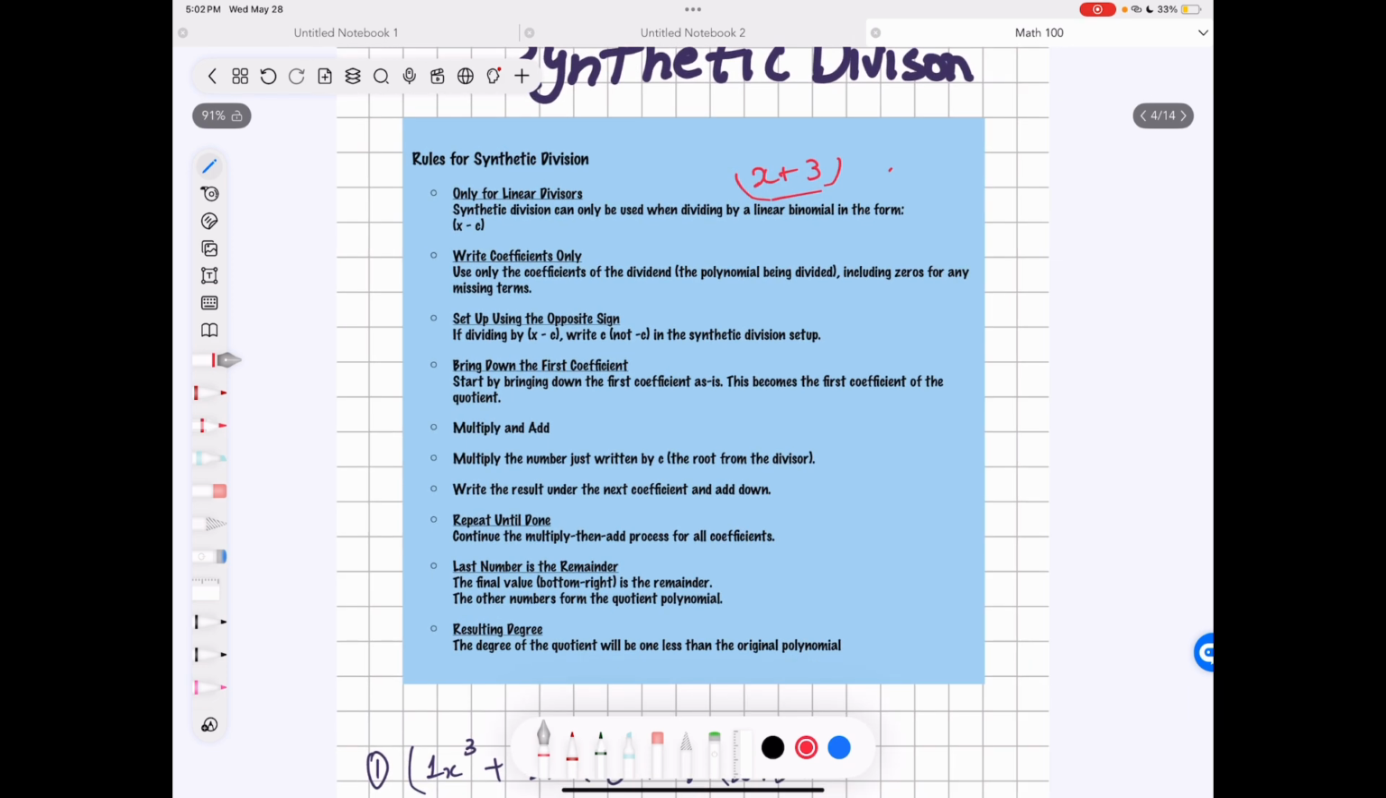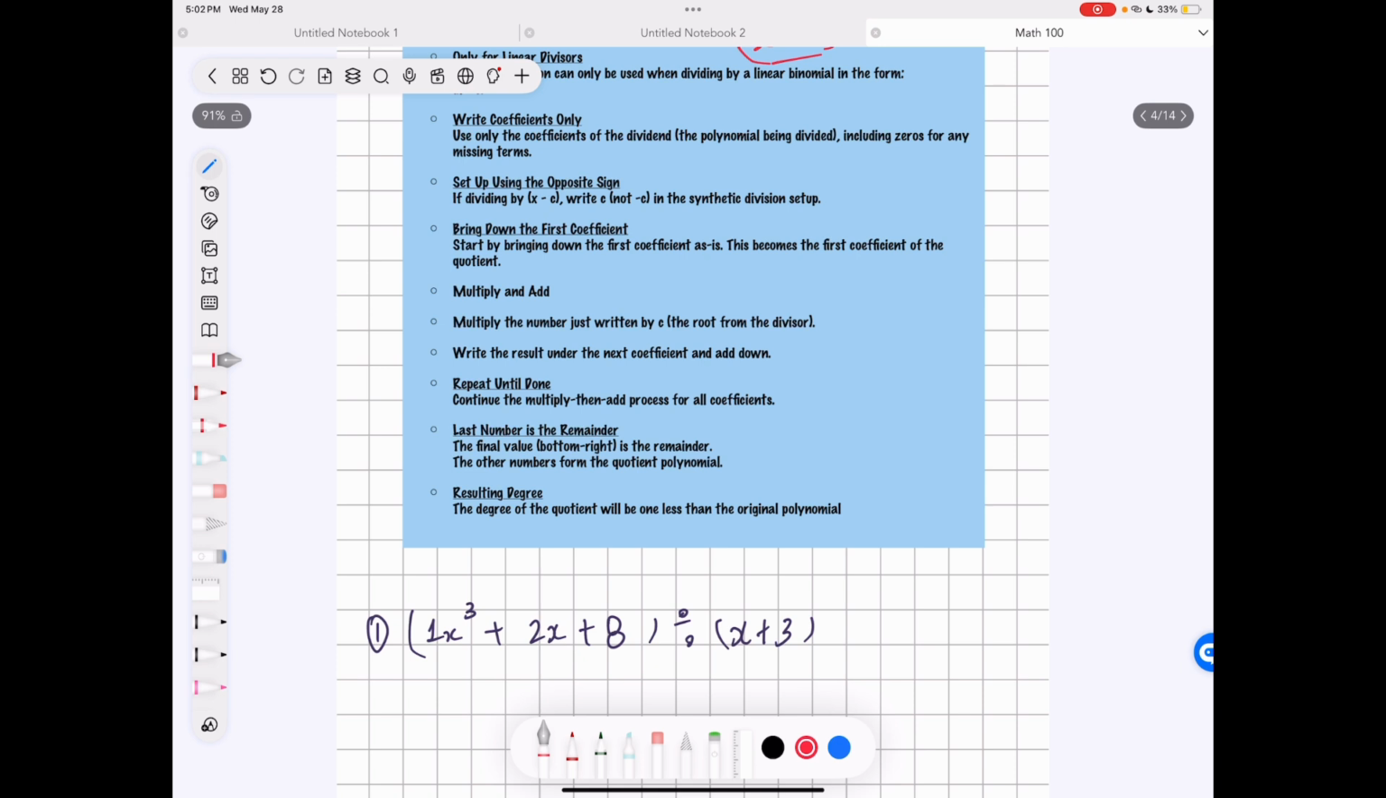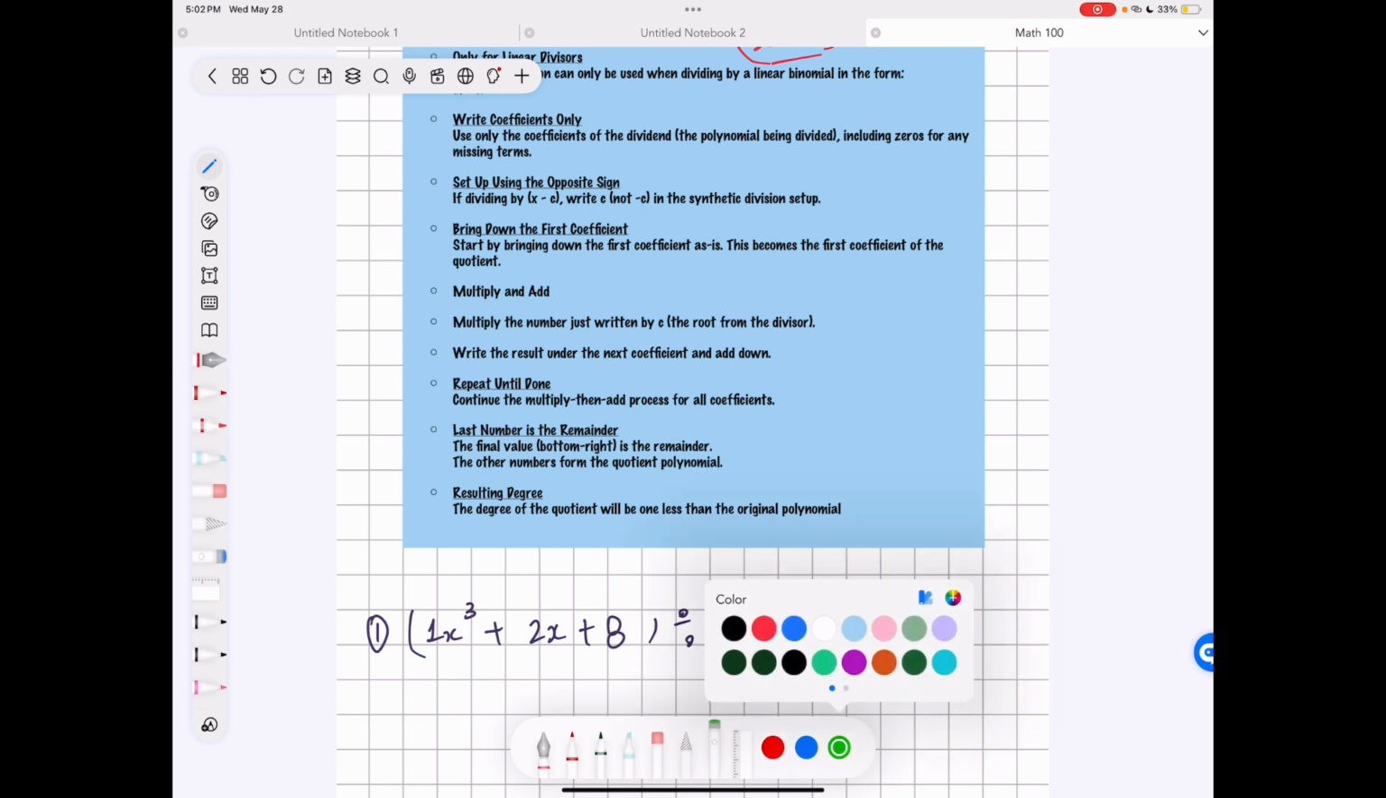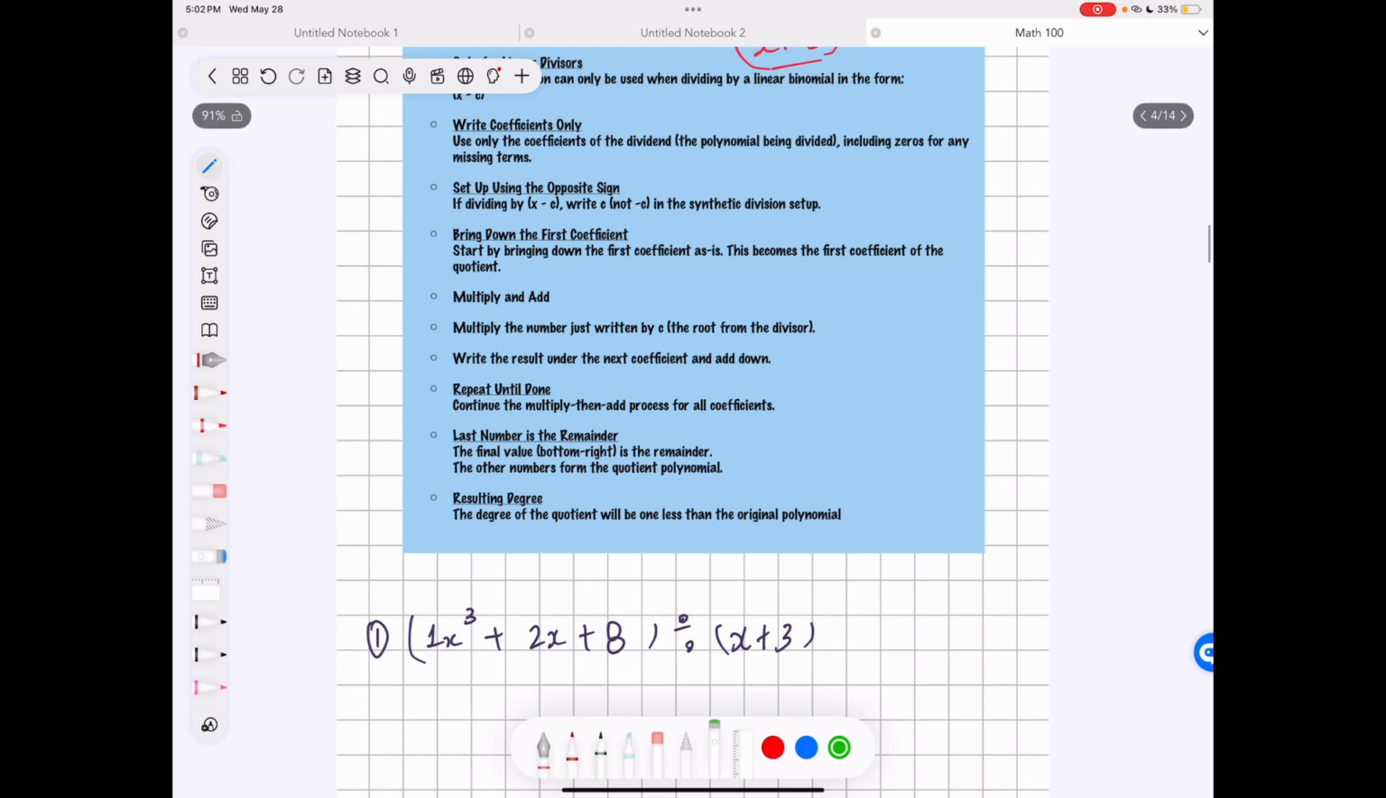Then we write coefficients only. So if we have an equation, for example, this equation, we are not going to write the variable parts of it. We are just going to write the coefficients, and whatever the sign is in front of the coefficient, we are going to write that as well. It helps us to get a better answer. But we are not going to write the variables in the power functions.